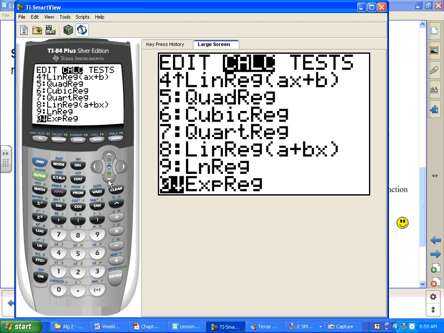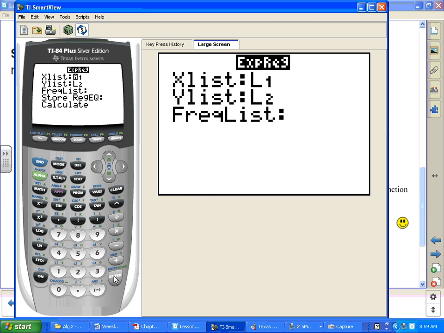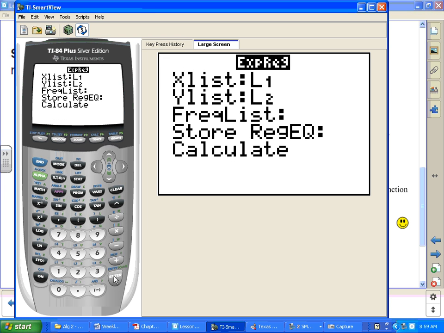The two of them we're going to use right now, because we're not sure whether this is quadratic or exponential, and which one's better. So we're going to try it with both. Let's do exponential first since I'm right there. If you press 0, or go down to exponential regression and hit enter, this screen shows up.